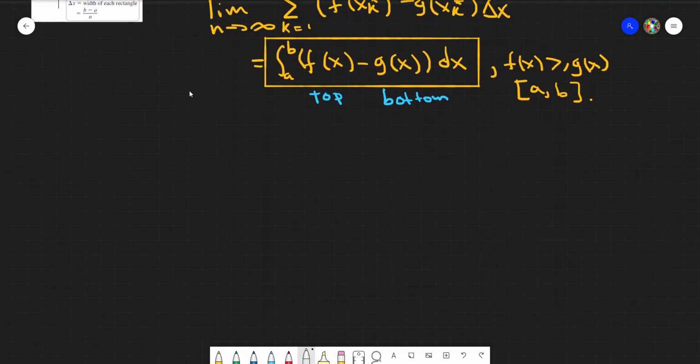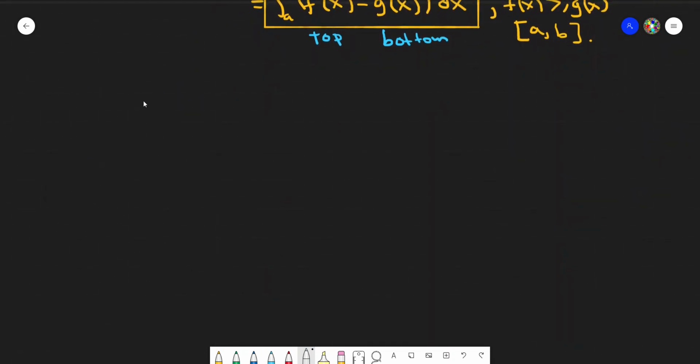Let's look at the two following graphs. Let's say that we want to find the area between y equals 5 minus x squared and y equals x squared minus 3. Okay, so essentially we just want to find the area.